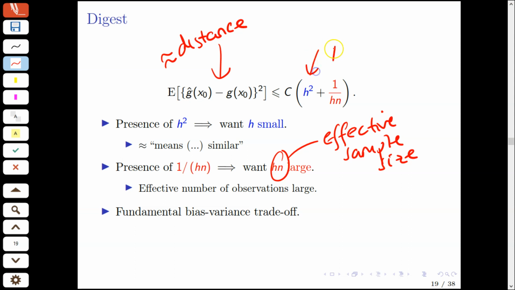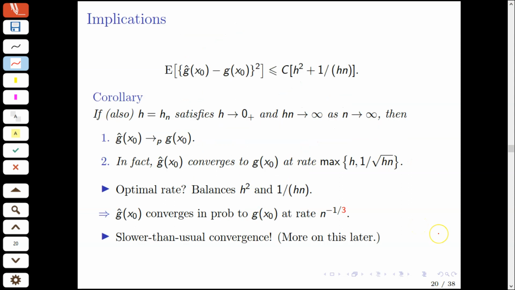So these two conflicting contributions pull h in different directions. And these reflect the fundamental trade-off between bias and variance in estimation. So, continuing with our mean squared error bound, having discussed the meaning of the various components and what we would like them to be, let's look at a corollary stemming from this mean squared error bound.